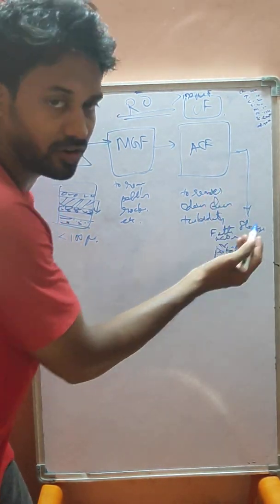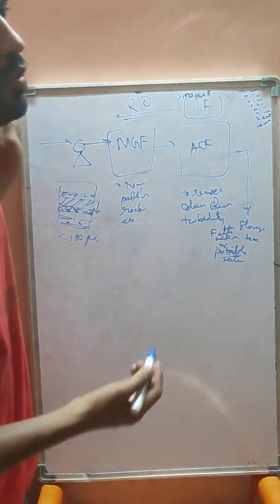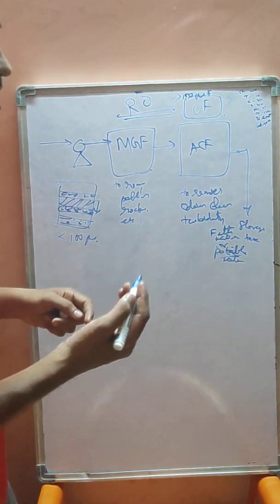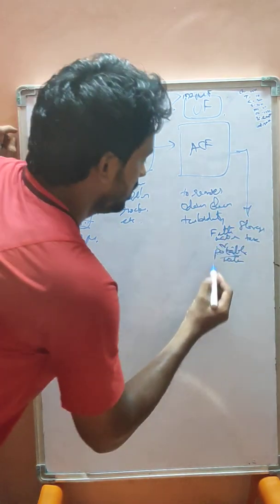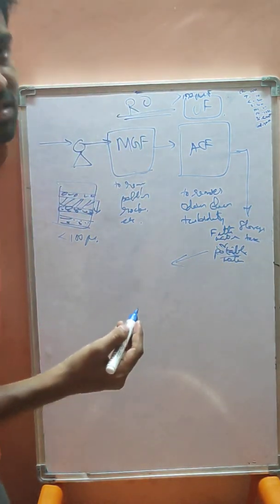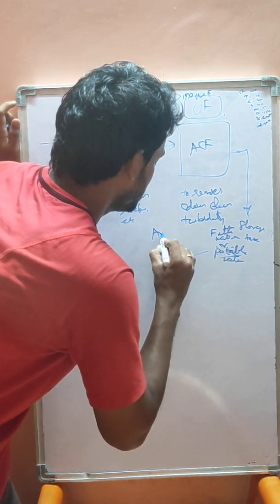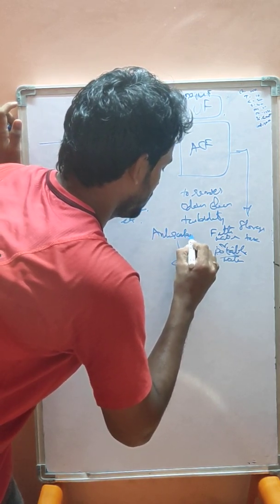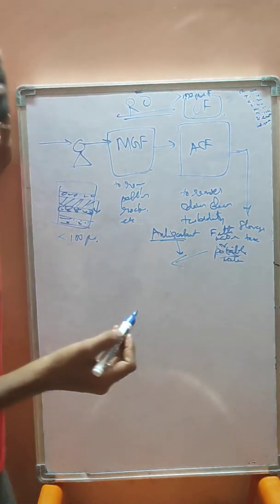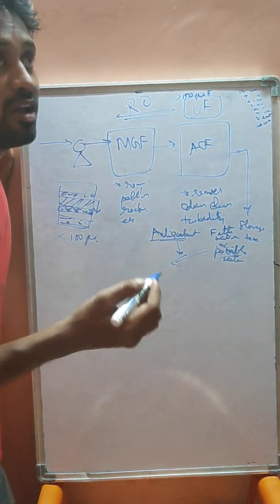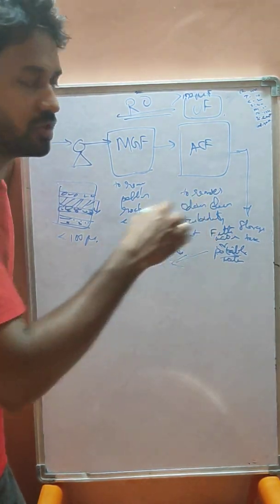And after the activated carbon filter, we are going to use some chemical dosings. Anyhow, the anti-scalant dosing is a must initially. Anti-scalant is added to avoid scaling and corrosion throughout the lines while passing through the pipelines.